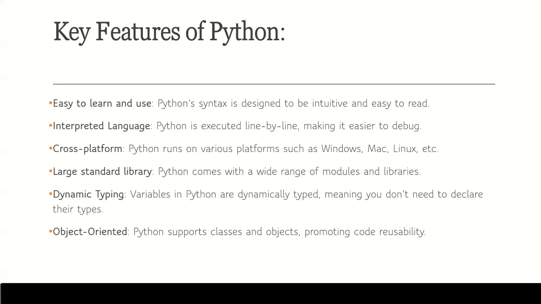Then we'll talk about dynamic typing. That's another advantage: variables in Python are dynamically typed, meaning you don't need to declare their types. In general practice in any language, we need to declare the type for a particular variable. Here, it's not required. That's the advantage, right? Whenever you require, declare it, start using it. That's the basic idea.